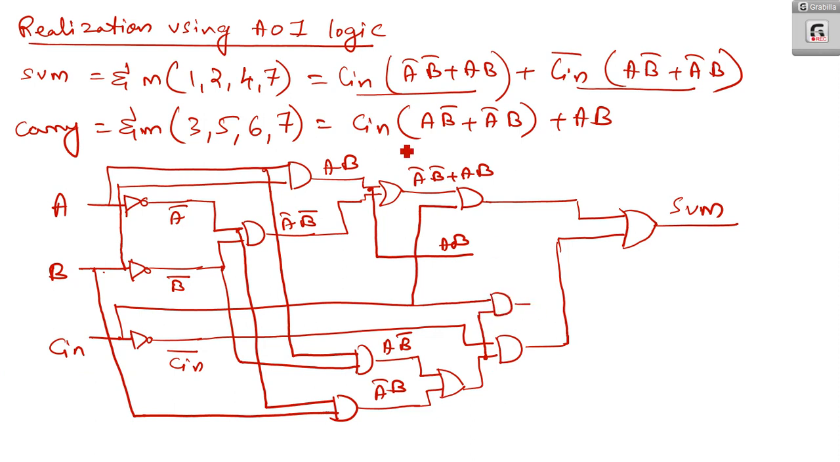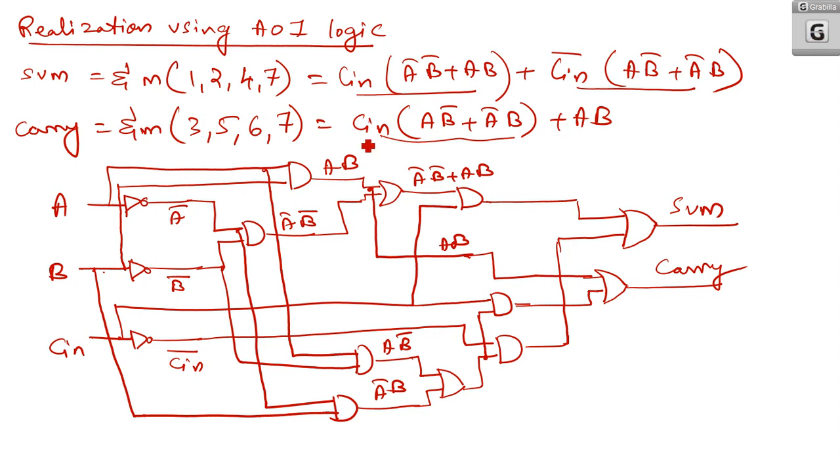Okay, so you got the first term. Now next term is AB. AB is there. So now you should OR these two terms. I am ORing these two. There you will get the carry. Okay. So now I have realized this full adder using AND OR invert logic. Okay. So I think you have got the concept.